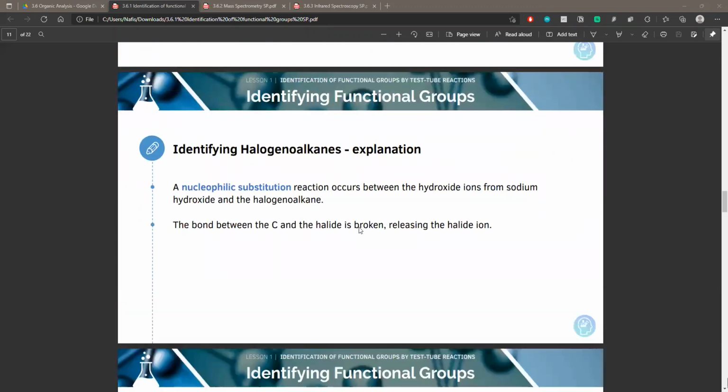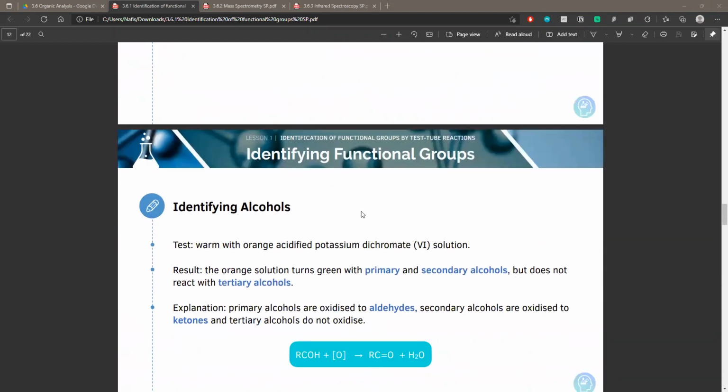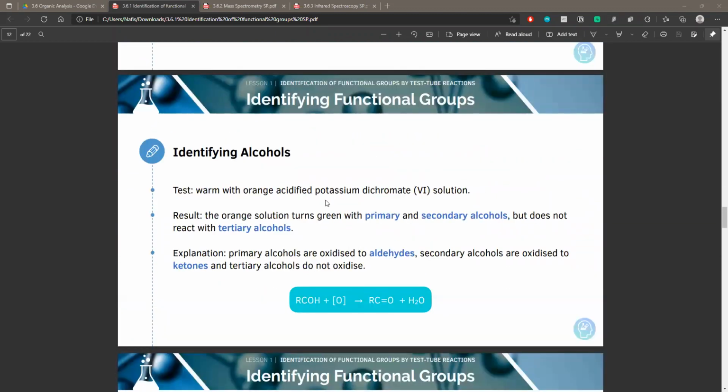Now, identifying these is basically due to nucleophilic substitution between hydroxide ions from sodium hydroxide and the halogenoalkane. The bond between the carbon and the halide is broken, releasing the halide ions. Identifying alcohols, you have to warm with acidified potassium dichromate, and you're expecting an orange solution to turn green with primary and secondary alcohols. It doesn't work with tertiary alcohols, because the primary alcohols are oxidized to aldehydes, the secondary alcohols are oxidized to ketones, and the tertiary alcohols are not oxidized at all.